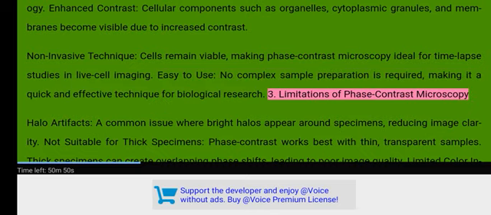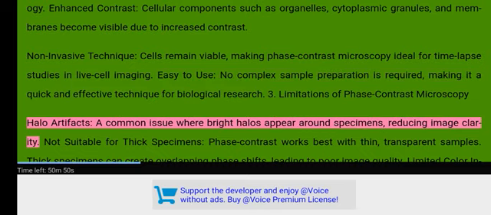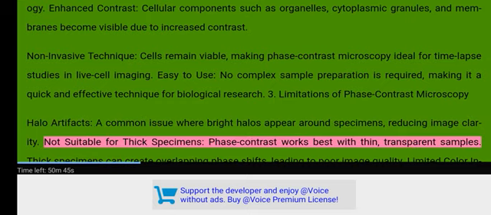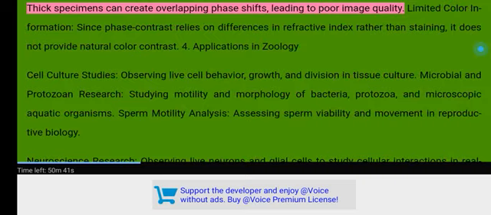3. Limitations of phase contrast microscopy. Halo artifacts. A common issue where bright halos appear around specimens, reducing image clarity. Not suitable for thick specimens. Phase contrast works best with thin, transparent samples. Thick specimens can create overlapping phase shifts, leading to poor image quality.